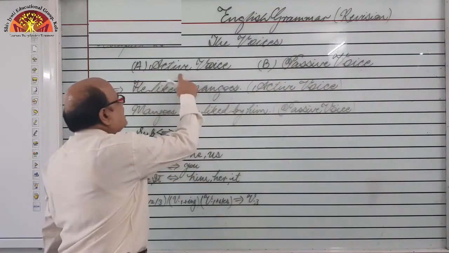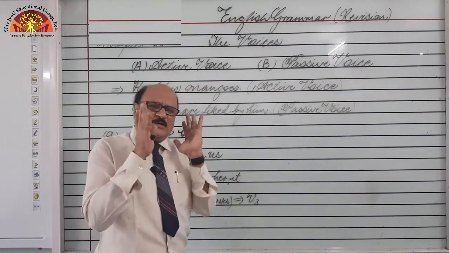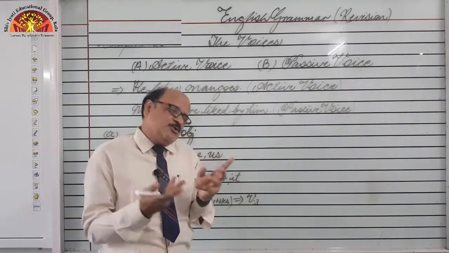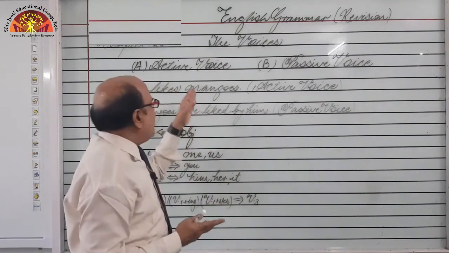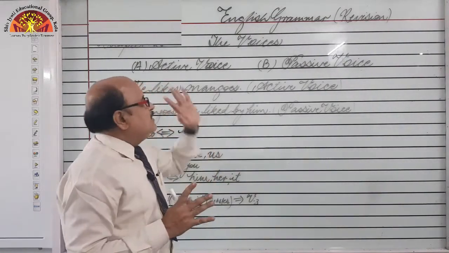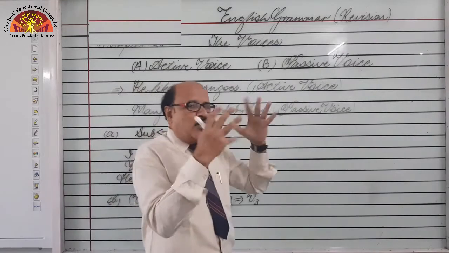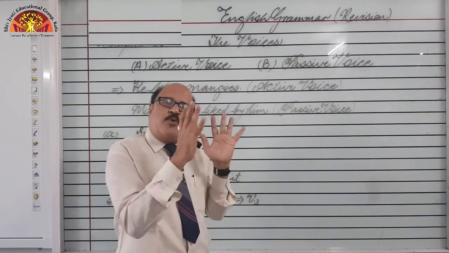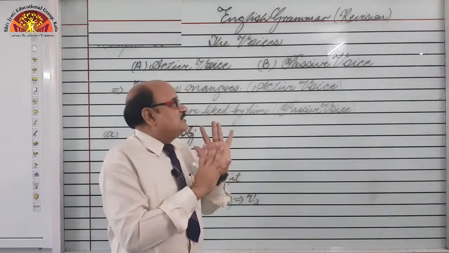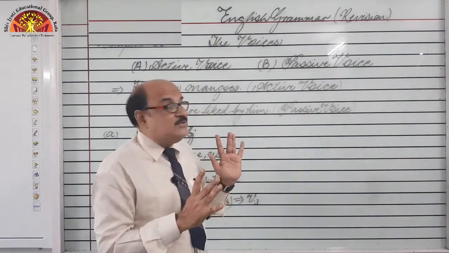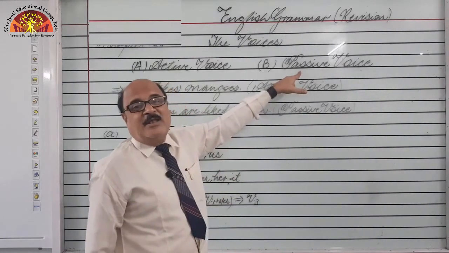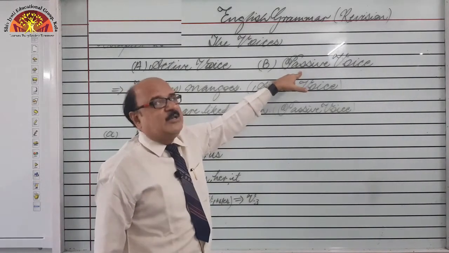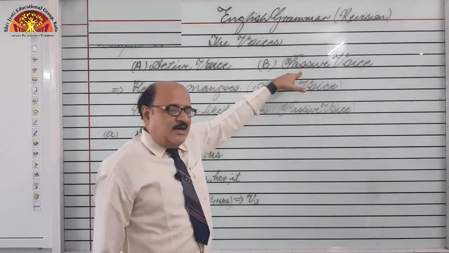First of all, active voice means when the subject is used in the beginning of the sentence, so it becomes active. So the sentence is known as active voice. And when the subject loses its importance in the sentence, when the subject is not active, the sentence is in passive voice. Got it? So through an example it will be easier for you to understand.